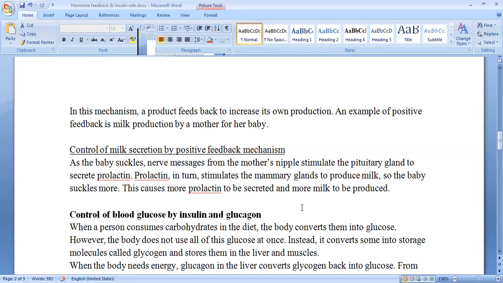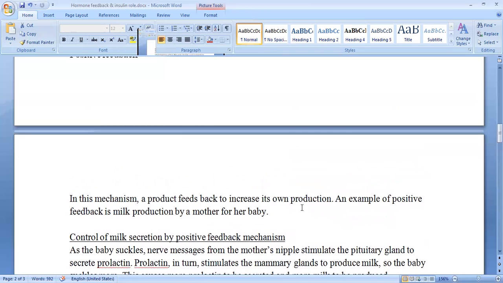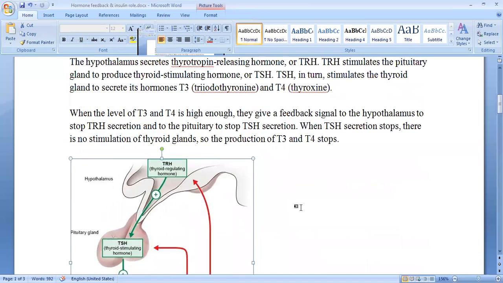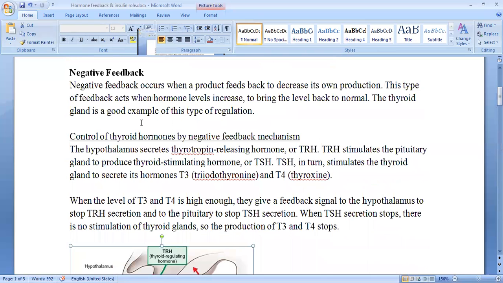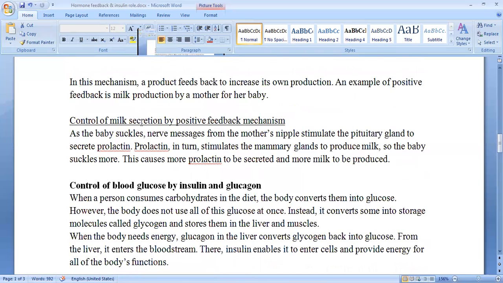So more drinking by the child, more production of milk by the mammary glands. So this is the positive feedback mechanism. So these two mechanisms are possible. Now most hormones in our body act by negative feedback mechanism, and only this milk production is an example of a positive feedback mechanism, right?